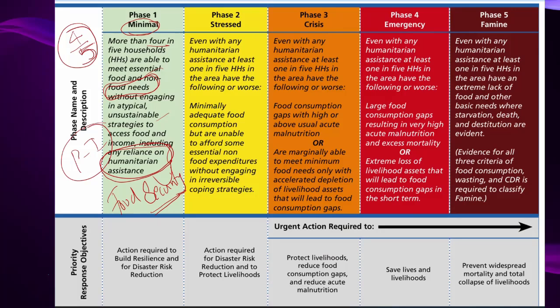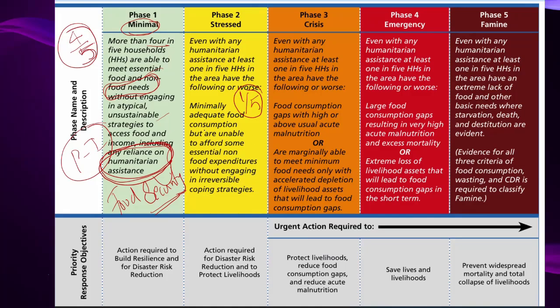And then comes phase 2, the stressed phase. Here we have no reliance on humanitarian assistance in the first phase, but in the second phase, there is reliance on humanitarian aid. So even with any humanitarian assistance, at least 1 in 5 individuals have the following or worse conditions.